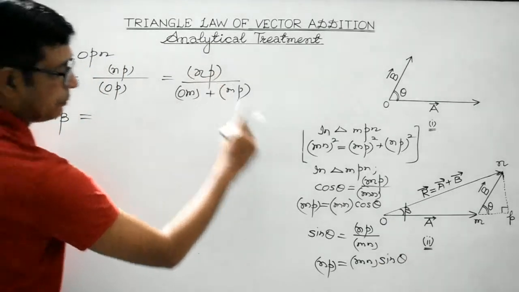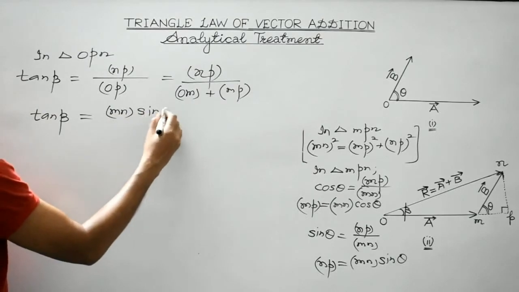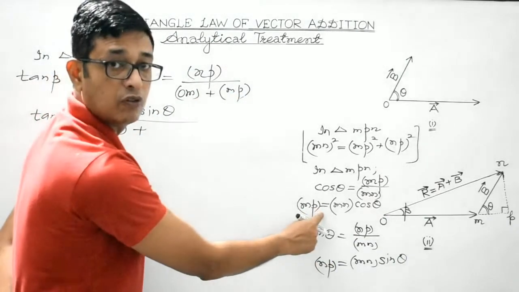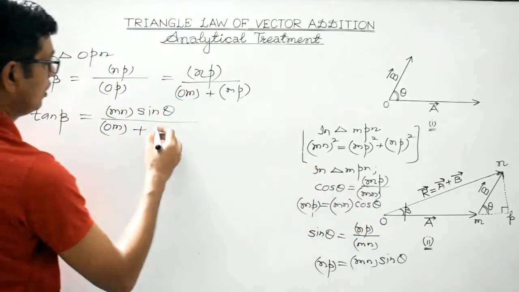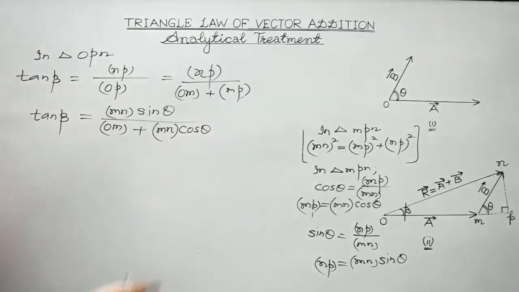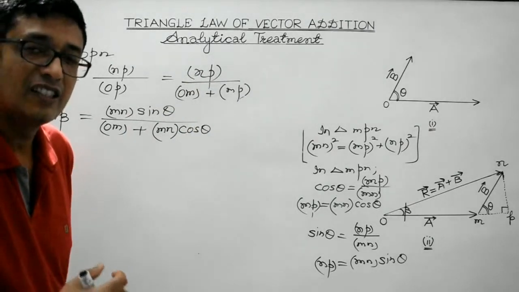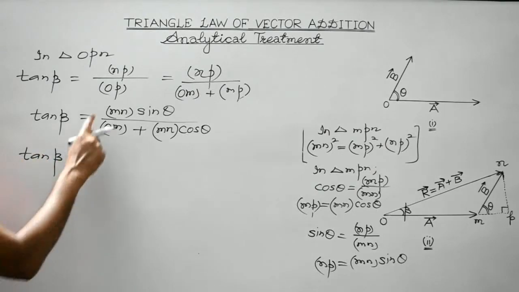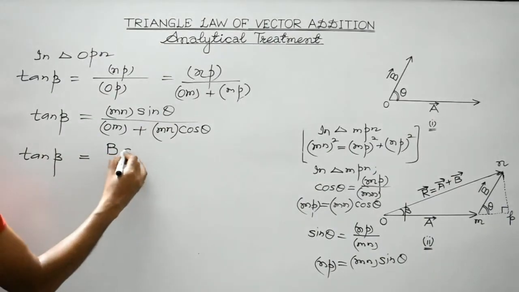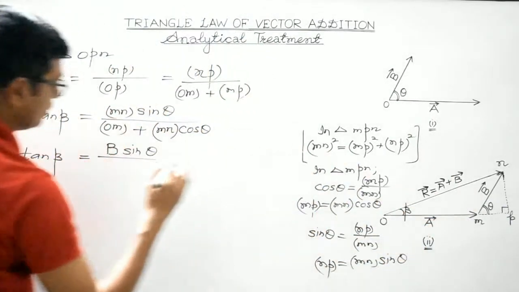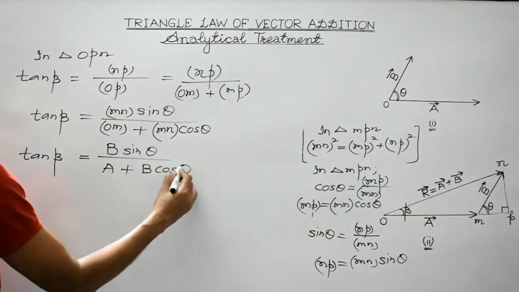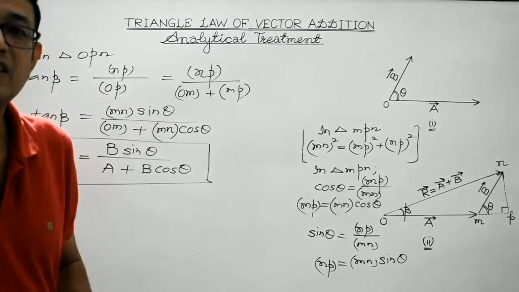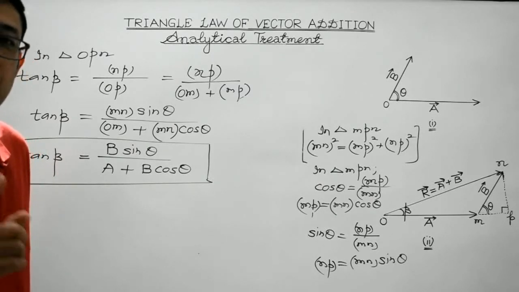Right? So in place of NP, we can write MN sine theta divided by OM. No need to change it. Its magnitude is A. So OM plus MP. We have already changed it in terms of MN and theta. So MP is equal to MN cos theta. What's the need to change these two? In order to express the result in terms of A, B and theta. Right? So let's substitute the values. MN, its magnitude is B, so B sine theta divided by OM, its magnitude is A, plus B cos theta. So students, this is the expression for the direction of the resultant R, which it makes with A vector. Tan beta is equal to B sine theta divided by A plus B cos theta.